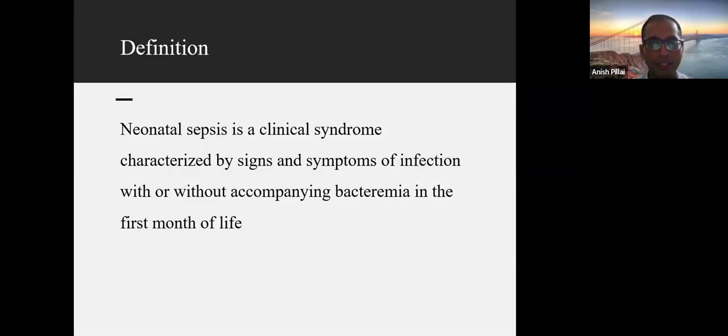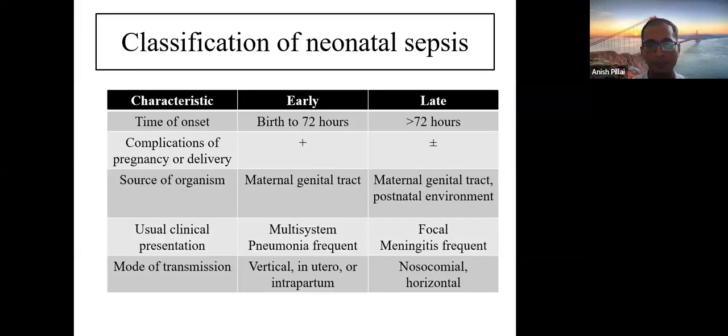managed by clinical diagnosis. So neonatal sepsis is a clinical syndrome characterized by signs and symptoms of infection, which may or may not have accompanying signs of bacteremia, seen in the first month. So the neonatal period is the first month of life. Whatever infection happens in that period is called neonatal sepsis.